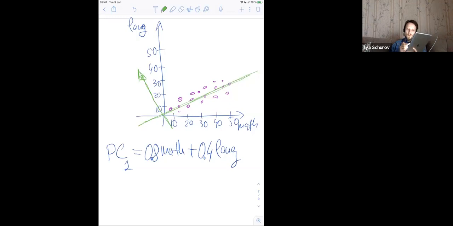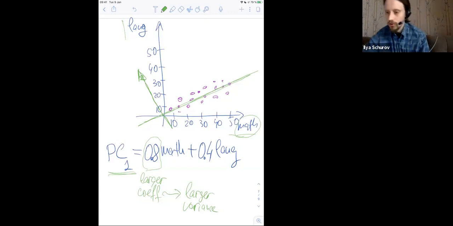The idea is that if one variable has larger variance than another variable, we have here a larger coefficient that corresponds to larger variance. So we will say that math has a larger impact on PC1, or that the corresponding weight is larger. This is actually rather intuitive, because if we see that math has larger variance, then probably we want to include this math with larger weight to this PC1.